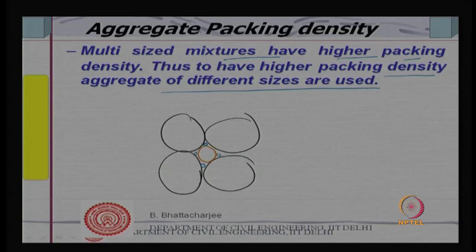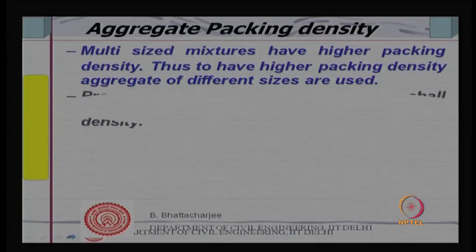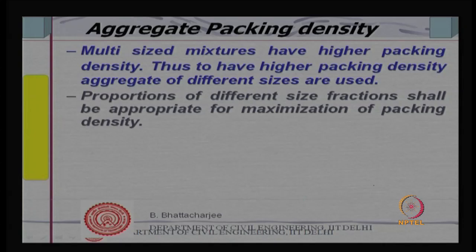So, you do not use single sized aggregate essentially, because single sized aggregate will always pack to a low packing density or high porosity. When you use more than one size, packing density is improved and thereby void space or porosity is reduced. Hence, your paste content will be less. Not only that, proportions of different size fractions shall be appropriate for maximization of packing density.